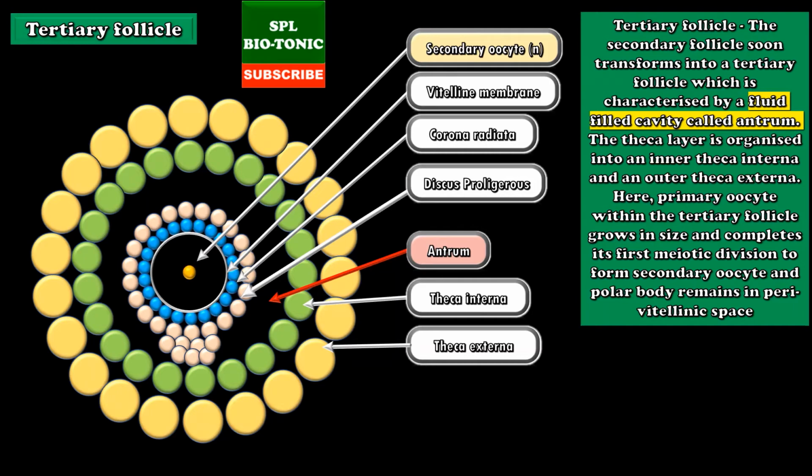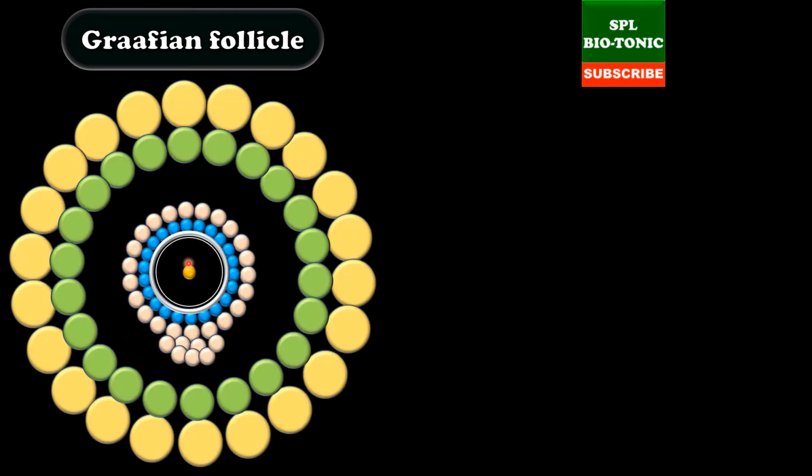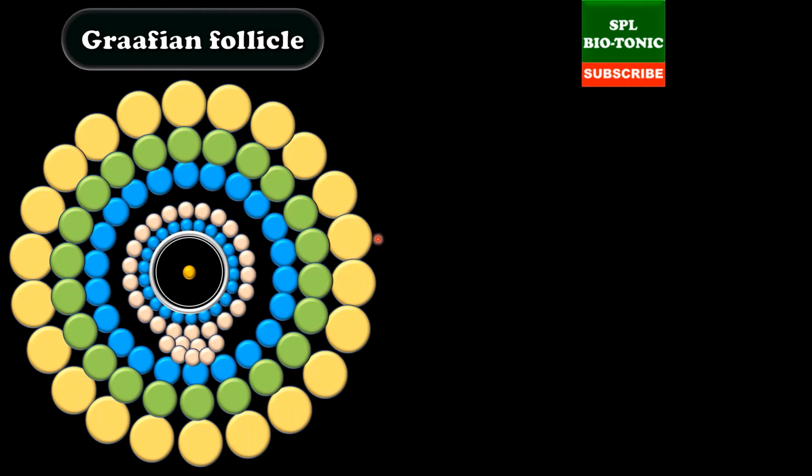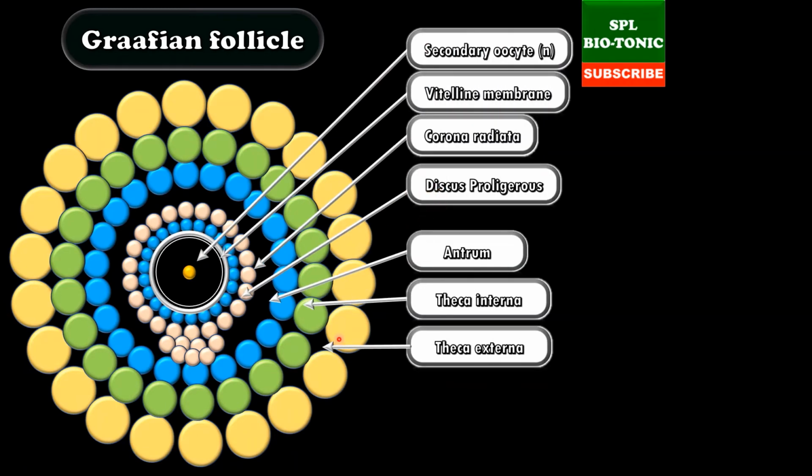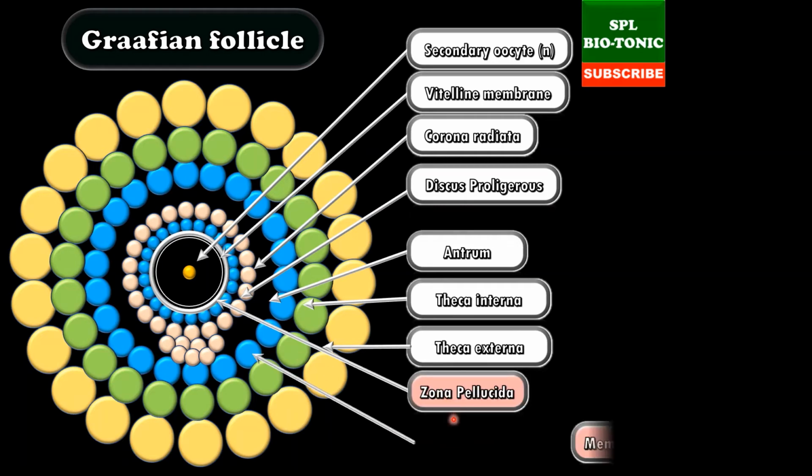Now this is the structure of a Graafian follicle. The tertiary follicle shows two major changes that lead to the formation of the Graafian follicle. The first change is the formation of zona pellucida and the other is membrana granulosa. Zona pellucida is a mucoprotein layer formed by corona radiata cells. The cavity of the follicle is antrum, which is lined by membrana granulosa cells, which are formed by follicular cells. Antrum is a cavity filled with estrogen hormone.